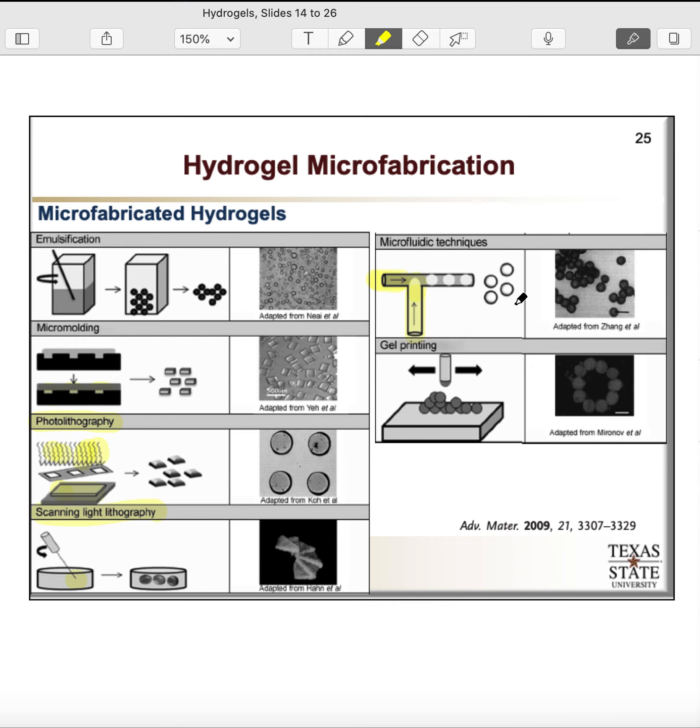in this sphere shape. And finally, we could have gel printing, where basically we are applying the prepolymer solution as needed along a specific geometry that we want. Basically kind of like writing, but we're allowing the polymer to set as we write.